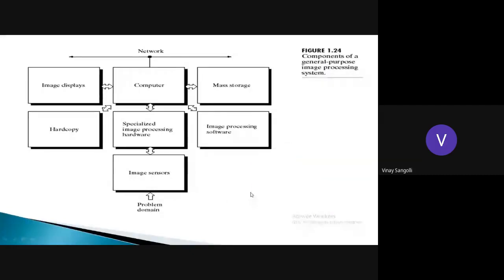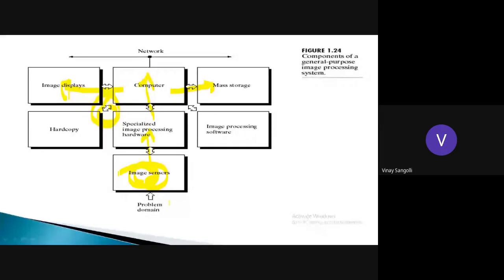So, if you observe the slide, the first section we have is nothing but your image sensor. This will be the first thing. From the image sensors, we move ahead to the next one, which is your image processing hardware. From the image processing hardware, we move to your computer. Then we move to your mass storage, and then we go to display it. In the meantime, you can also take down your hard copy. You can observe the diagram and the symbol here.